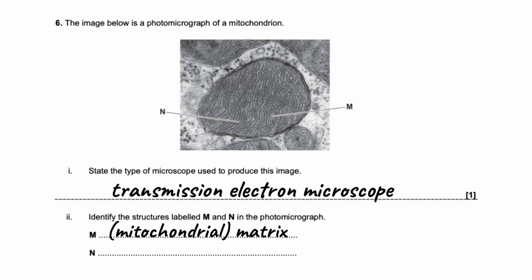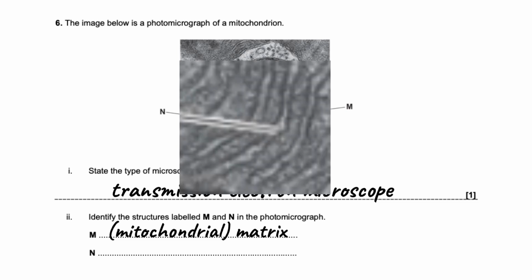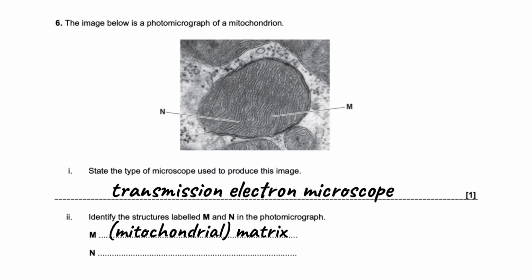As for N, you can see that N is pointed directly on one of the folds. Well, the folds of mitochondria is called the cristae, so we can put that down as our answer. The mark scheme does allow you to say inner membrane for N because the inner membrane is what folds to make the cristae, but to be safe, I would go with the proper answer of cristae.